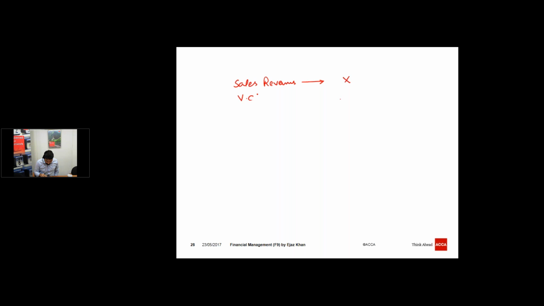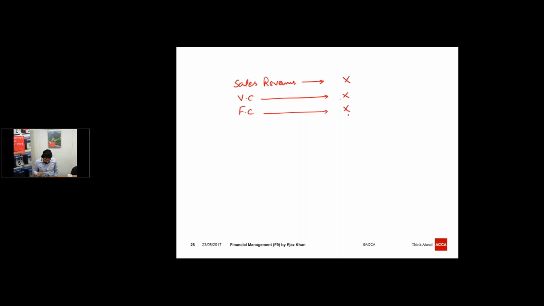Will it affect our variable cost? Yes or no? No effect, because if we lease the asset or we buy the asset, we have to use the same amount of material, we have to pay the same amount to our labor, so it will not be affected. Okay, operating fixed costs. No, again, it will not be affected.